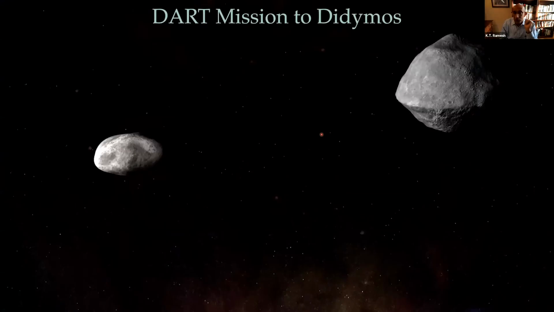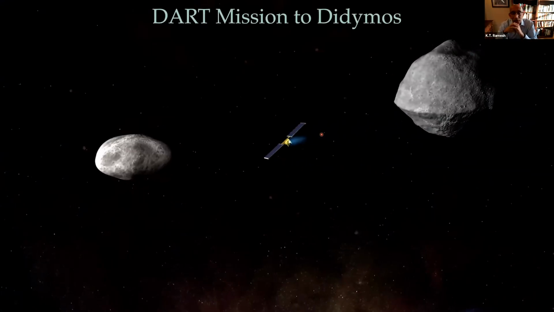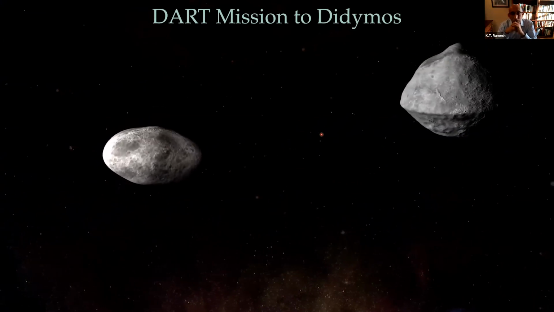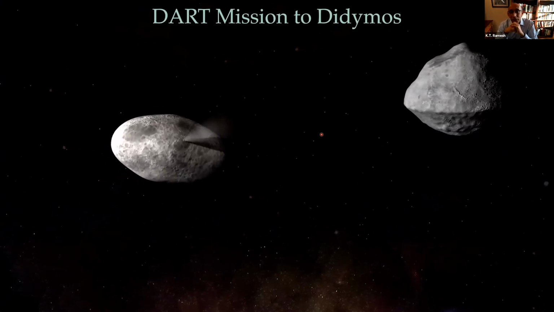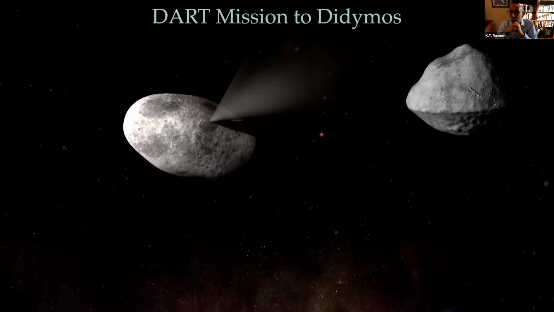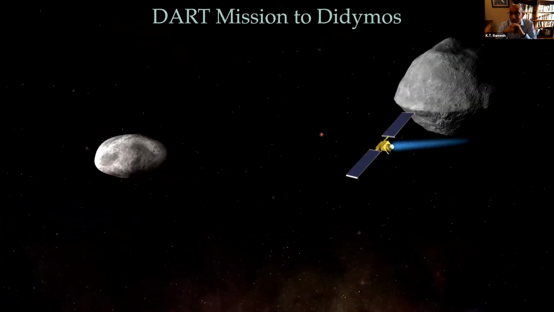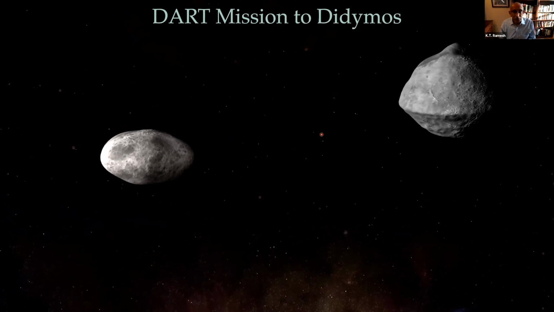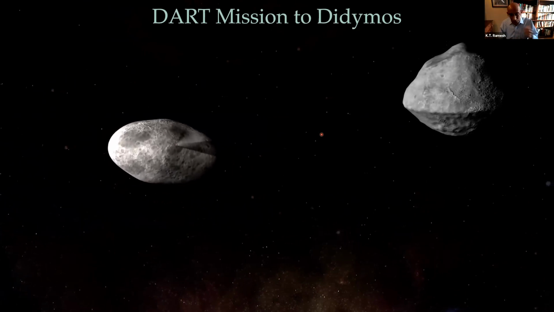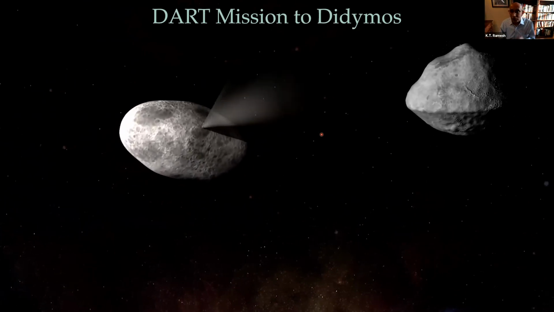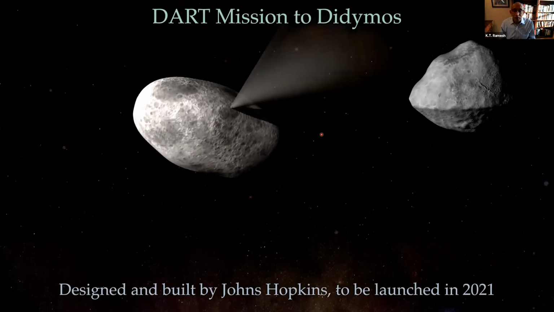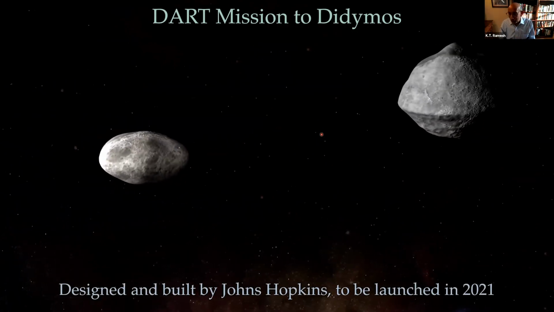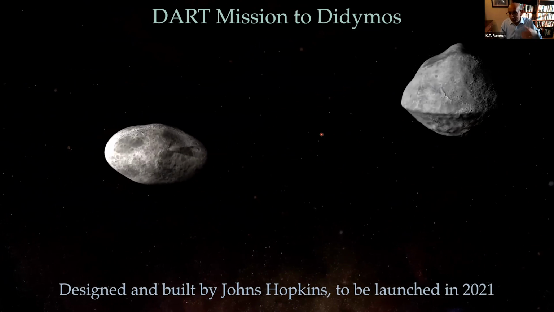And this is what we think is going to happen. This is the objective of the mission: to impact Didymos B, the moon, generate a crater, and see if we can change the orbit of the moon, of the primary asteroid. And we can measure that using a variety of other systems. There are other satellites, other probes that will go out, as well as maybe Hubble. And this is designed and built by Hopkins, so I'm really proud of this one. Launched in July 2021 with any luck, and getting there in about 2022.